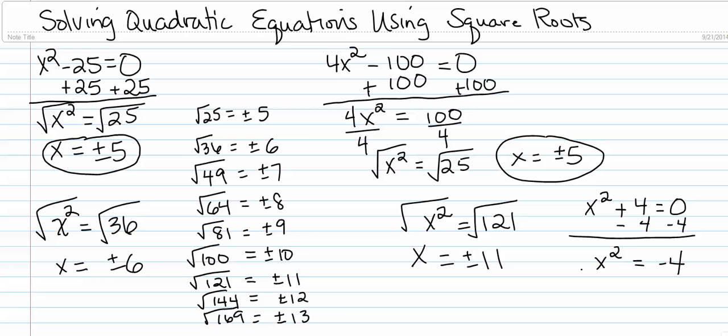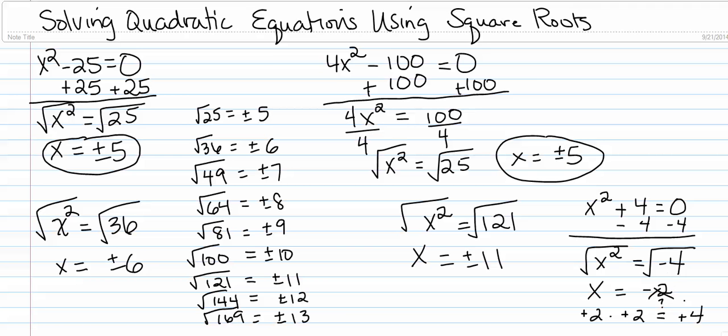And I ask myself, what do I multiply by itself to get a negative 4? A lot of my students right here want to say negative 2. Well, is negative 2 times negative 2 negative 4? No, it's not, so it can't be negative 2. Then they say, well, it's got to be positive 2 then. Well, if I did positive 2 times positive 2, I get a positive 4, not a negative 4.